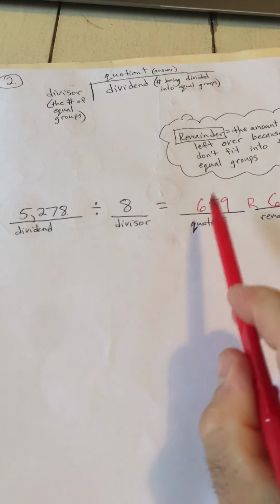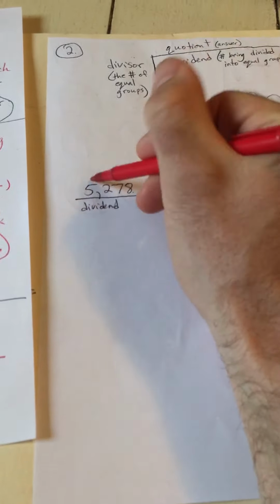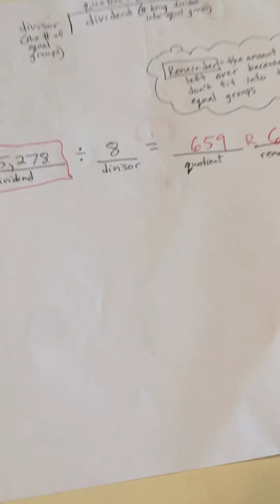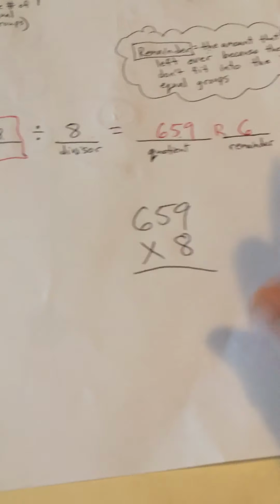So now if we multiply the quotient times the divisor and we add the remaining ones that were left over, we should get right back to 5,278, the dividend, if we did that right. So let's do it quickly. 659 times 8. So we're doing our quotient times the divisor.